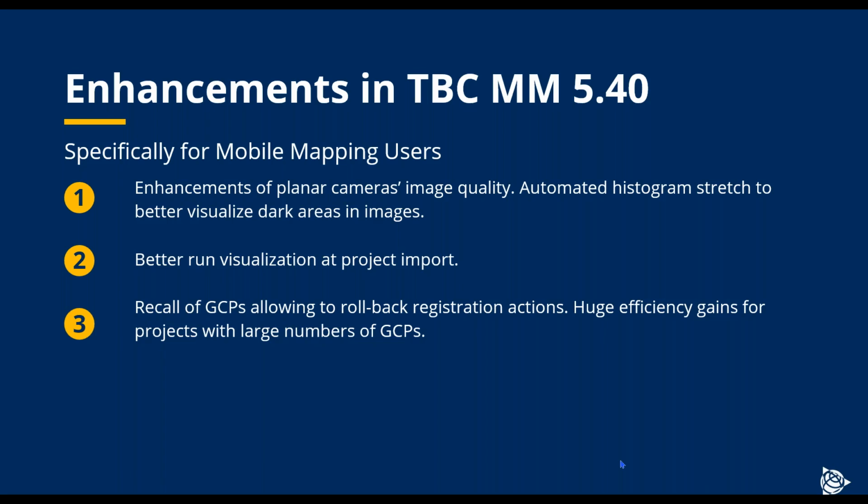And for mobile mapping, I will show you some samples on my next slide, but the team was able to achieve a better view of panoramic cameras for MX9 specifically. Now automatic histogram stretch has been applied, and it means that image areas which were in the shadow before, and where it was really tricky to recognize features, are now visualized in a much, much better way.